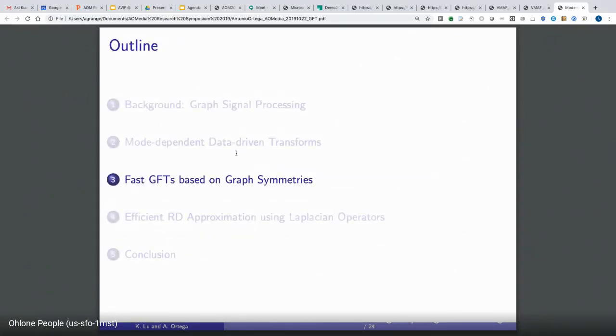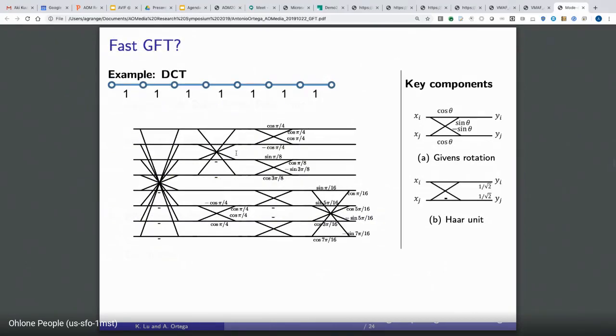Now I'm going to switch gears a little bit and ask the question, well, what can we do about speeding up the transforms themselves, right? And one of the downsides of ideas such as the KLT is that you go from a really nice structured transform with fast algorithms such as the DCT to transforms that have no structure and no fast algorithms, right? And so we wanted to look at the problem of finding fast transforms, but using the graph perspective to help us.